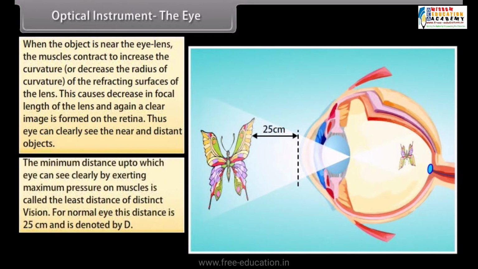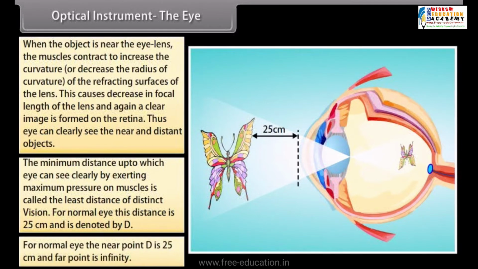Thus the eye can clearly see near and distant objects. The minimum distance up to which the eye can see clearly by exerting maximum pressure on the muscles is called the least distance of distinct vision. For a normal eye, this distance is 25 centimeters and is denoted by D. For a normal eye, the near point D is 25 centimeters and the far point is infinity.